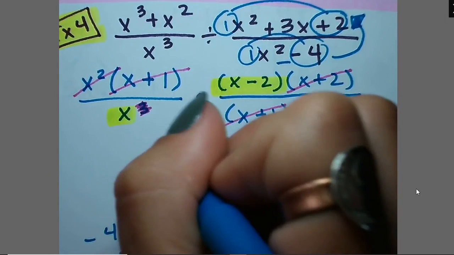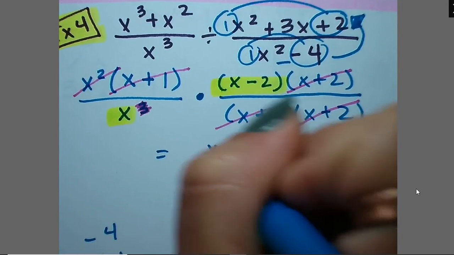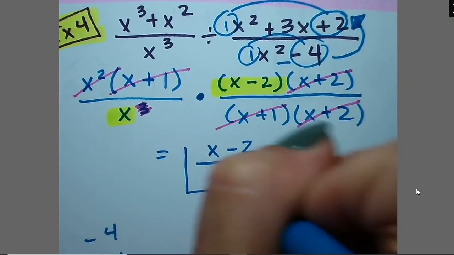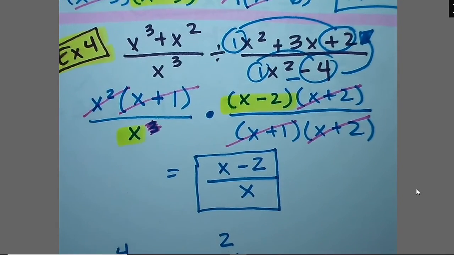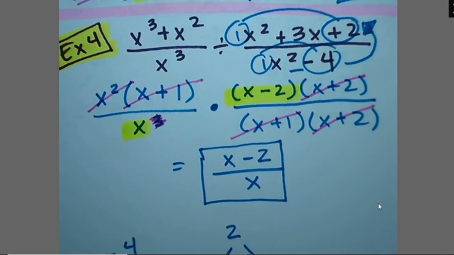If you're not getting things that cancel out here, you probably did this problem incorrectly. So just go back and check that your steps are correct and that you're keeping, changing, and flipping if it's dividing. Let me show you what this looks like in Delta Math.